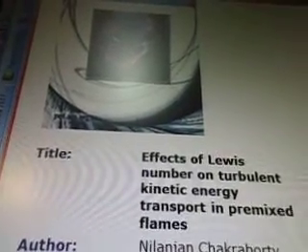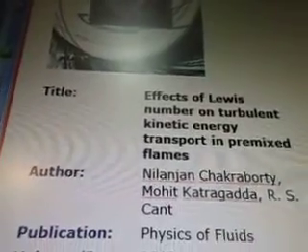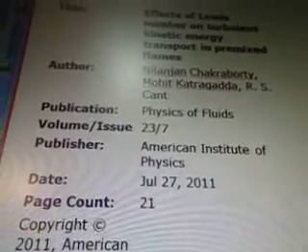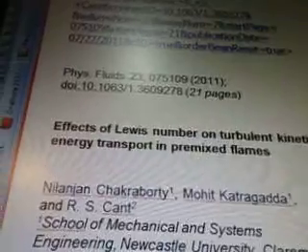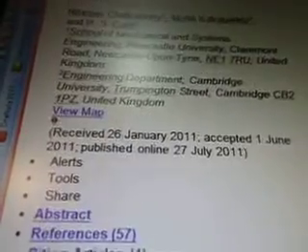And the next thing was the Physics of Fluids. This book came up, effects of Lewis number on turbulent kinetic energy transport in premixed flames, from Nilanjan Chakraborty and Mohit Katragadda. Pretty new, 2011. Effects of Lewis number on turbulent kinetic energy transport in premixed flames. That comes up from these guys here.